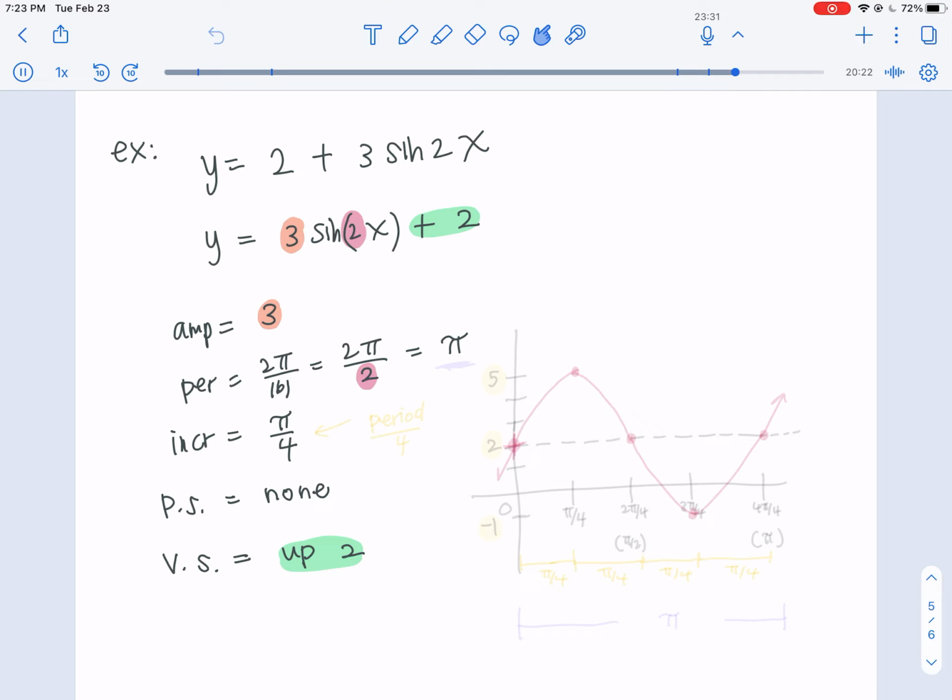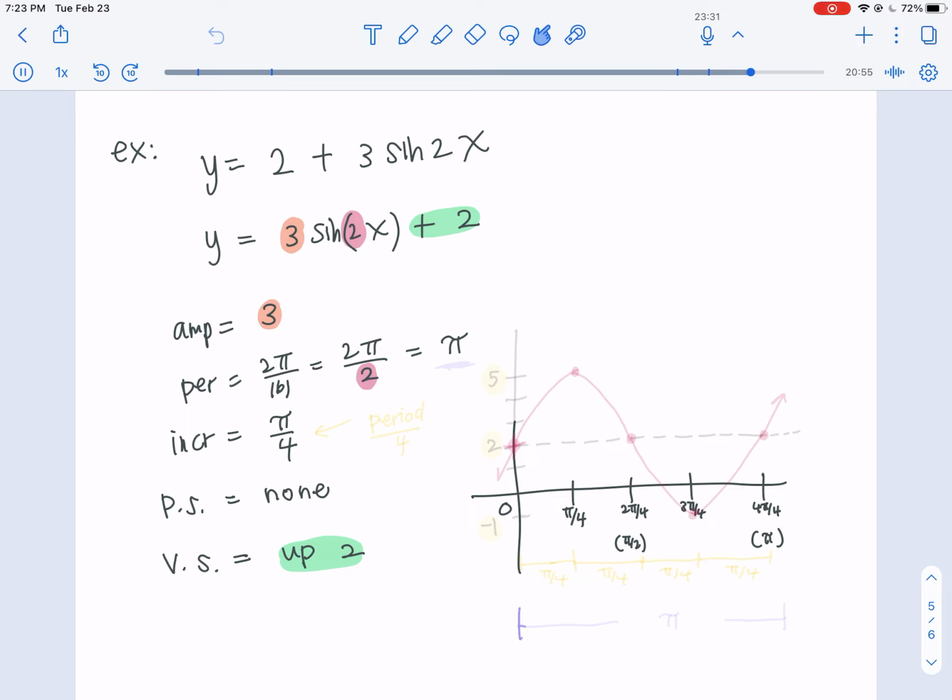So let's go ahead and get this started here. I'm starting at 0 since I don't have any phase shifts, no horizontal shifts. How much am I adding by each time? Pi over 4. So 0 plus pi over 4 is pi over 4. Pi over 4 plus pi over 4 is 2 pi over 4 or pi over 2. And then if I add another pi over 4, it's 3 pi over 4, and then it's 4 pi over 4 or pi.